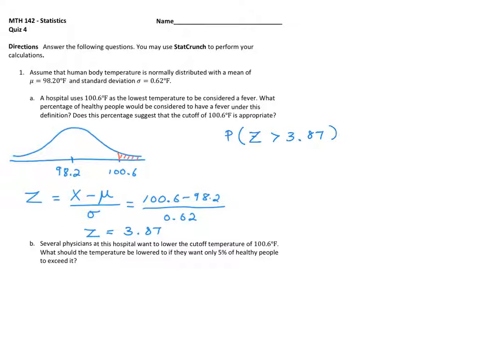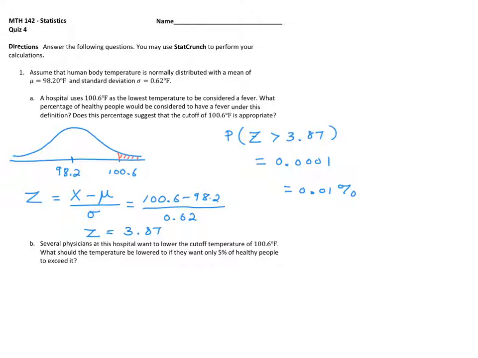Now, it doesn't actually give me the percentage. It gives me its decimal equivalent. It gives me the probability. The value I got was 0.0001, and when I convert that to a percent, that's 0.01%. That is extremely small.